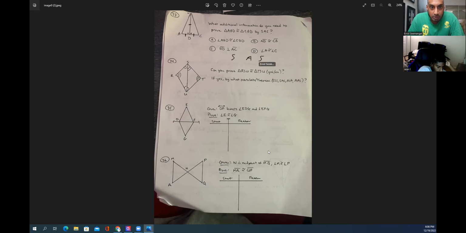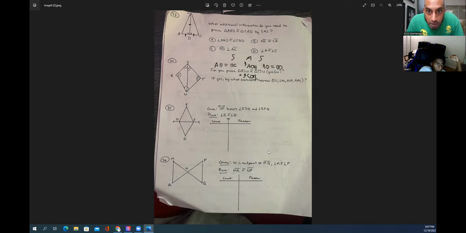So the sides we say, AD is equal to DC. There's your side. The middle angle would be angle ADB equals angle CDB. And then the last S would be the common side, which is what? BD. BD equals BD. So do they have that? BD equals BD?